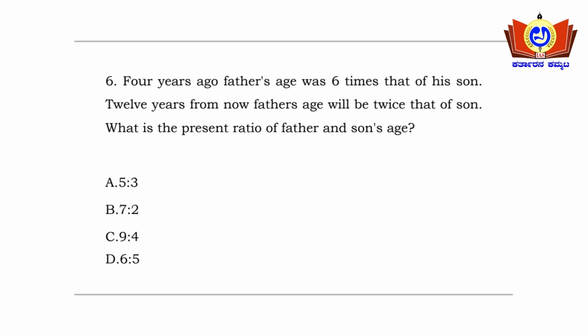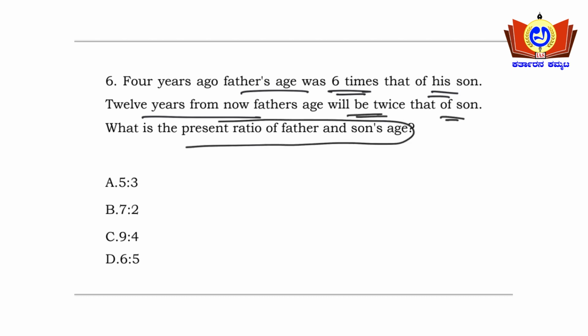4 years ago, father's age was 6 times that of his son. 12 years from now, father's age will be twice that of the son. What is the present ratio of the father's and son's age? Simple problem, I'll be solving it in the next page.